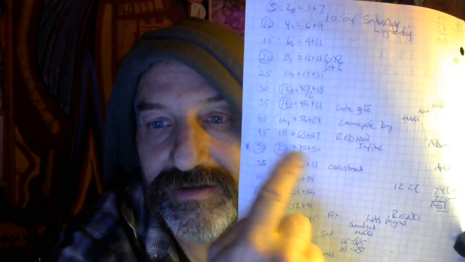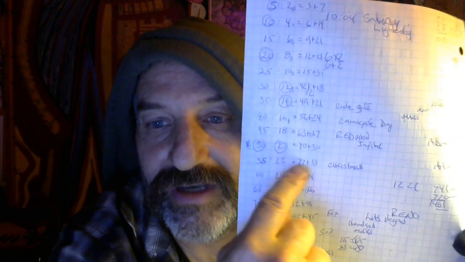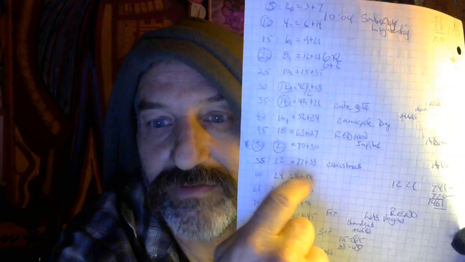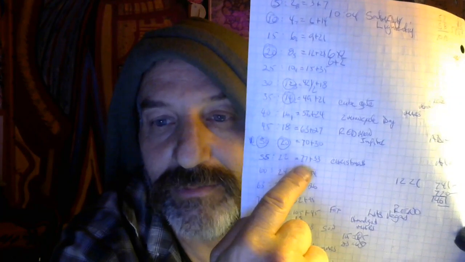11, 11. 5 and 6. 7 and 7 is 14. 3 and 3 is 6. Representation of the same number. There is no other number that creates this.